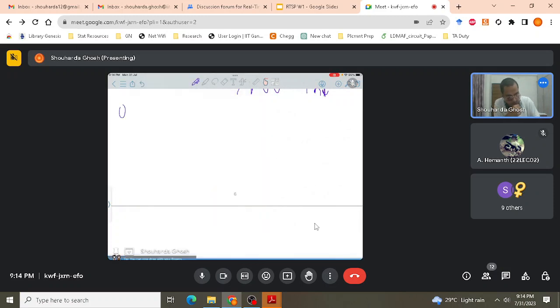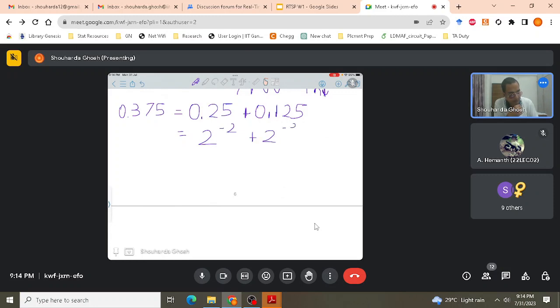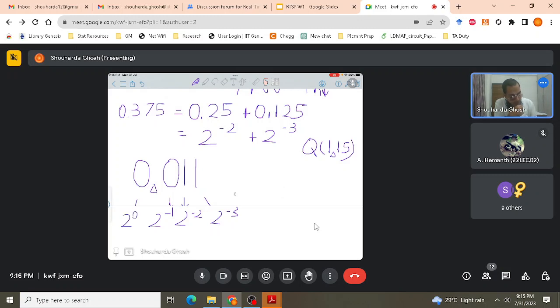Okay, so 0.375 is 0.25 plus 0.125, which is 2 to the power minus 2, and 2 to the power minus 3. So when you try to represent it in Q1.15, what will happen? The 1 represents the integer part; we don't have anything, it's a positive number, so it's 0. 2 to the power minus 1 will be 0, 2 to the power minus 2 will be 1, and 2 to the power minus 3 will be 1, and the rest of the bits are all 0.